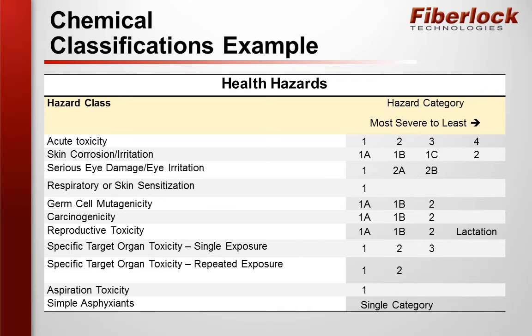This chart shows the new health hazard classes and the hazard categories that correspond to each of the health hazard classes. Hazard Category 1, or the column furthest to the left, is the most hazardous. Hazard categories become less severe as you move to the right of the chart. Manufacturers, importers, and raw material distributors must classify all hazards for their products.